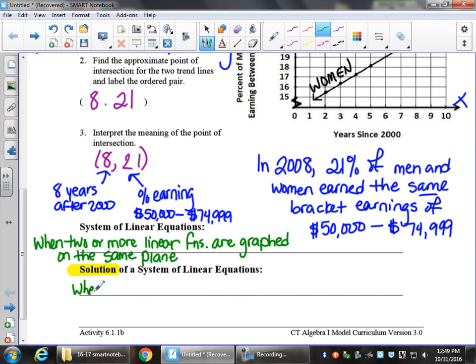where the two lines intersect, also known as point of intersection.